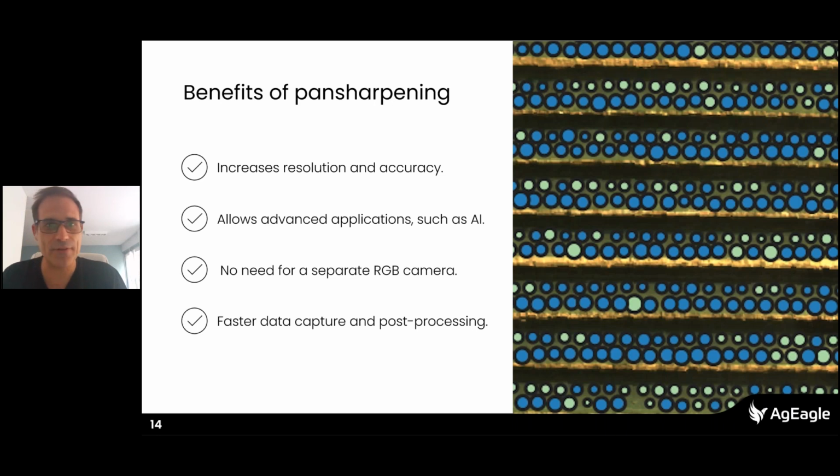So some more benefits of the camera. It increases the resolution and the accuracy. It allows advanced applications such as artificial intelligence and computer vision on the imagery. No need for a separate RGB camera. Faster data capture and post-processing. I think the last point is the most important one. You can quickly take many pictures, and we can process the data quickly. It comes with a cost, of course.